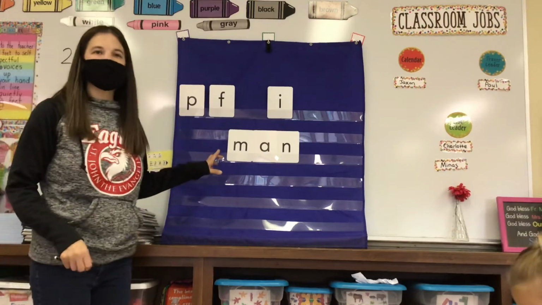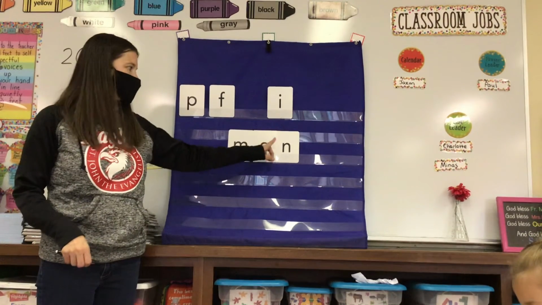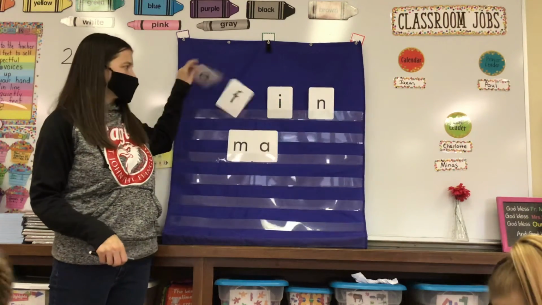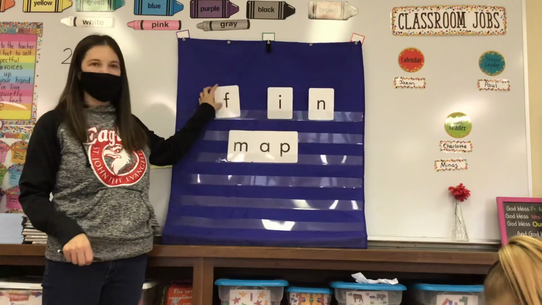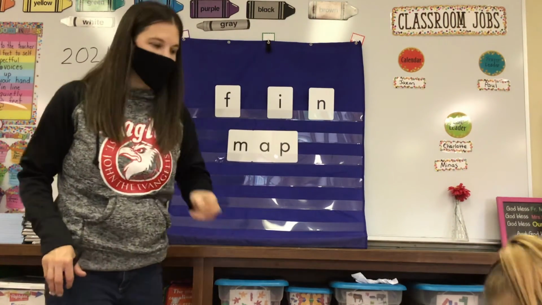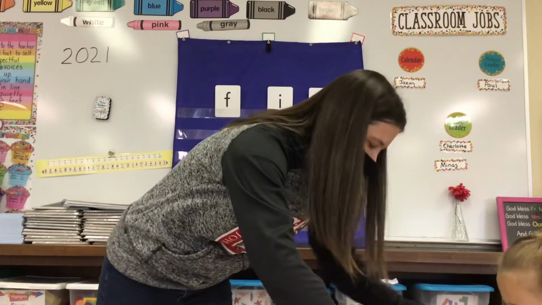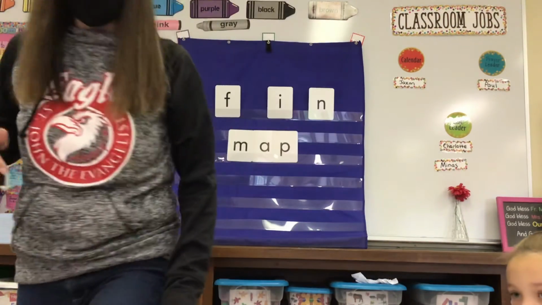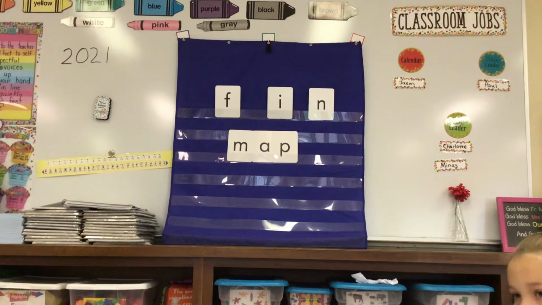Now I'm going to change the ending sound. The ending sound is going to have a P. What does that spell? Map. So, Georgia, I'm not sure what you're doing, but we need to stay with this, okay? So look up there. We already did number four. Now we're on number five. Okay, what do we need to write for number five? Map. We changed the ending sound. Map.